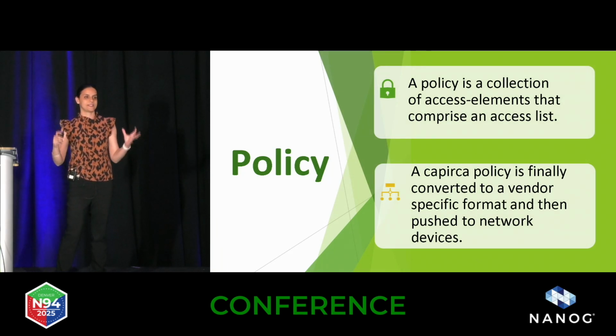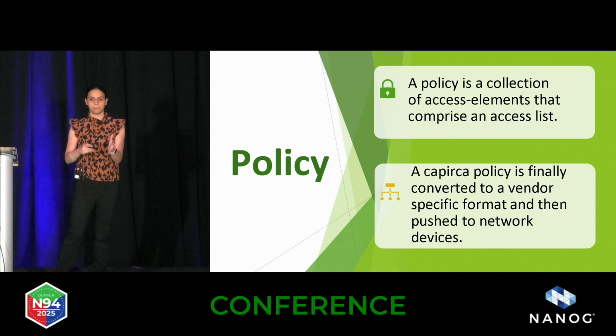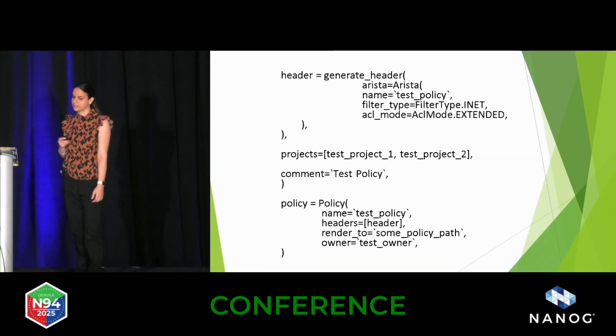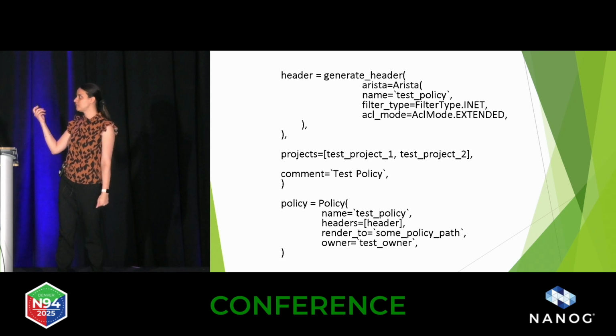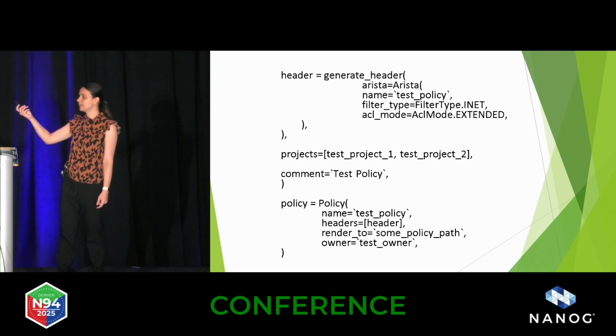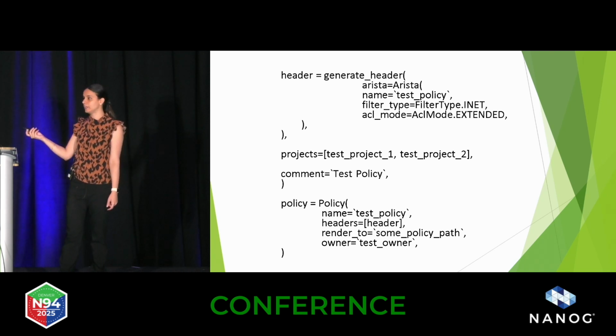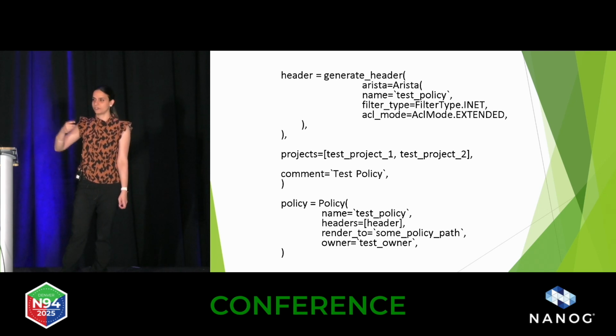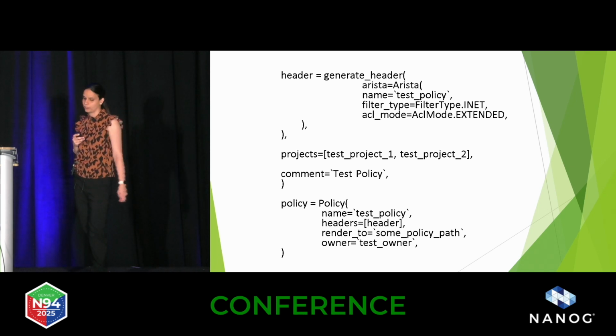Finally, a policy. A policy is the culmination of everything that we've spoken about. That is what finally gets converted into the vendor-specific format and is pushed to the network devices. It is a collection of access elements that then comprise an access list. This is what a policy looks like. In the header, you specify which particular vendor you want to convert this to. I have just listed Arista here, but you can have multiple vendors specified, and the filter type specified, and Capirca would take care of converting this into each of the different vendor-specific formats that you want.